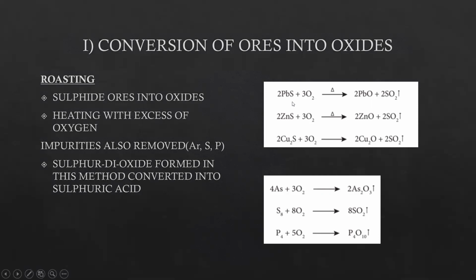Why are we converting the sulfide into the oxide form? Because it is not easy to remove the metal from the sulfide form. That is why we convert it into the oxide form.